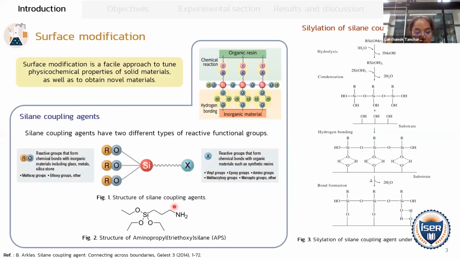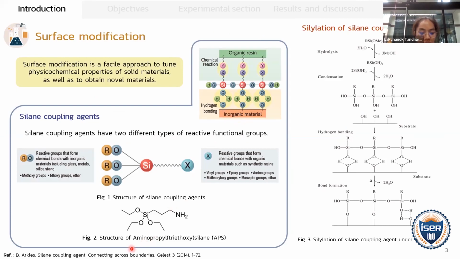Surface modification is the first approach to tune the physical-chemical properties of solid materials as well as to obtain novel materials. Silanes are recognized as efficient coupling agents extensively used in composites and adhesive formulations. They have been successfully applied in preparations of mineral-filled polymer composites. Silane coupling agents are chemicals able to form a durable bond between organic material and inorganic material.